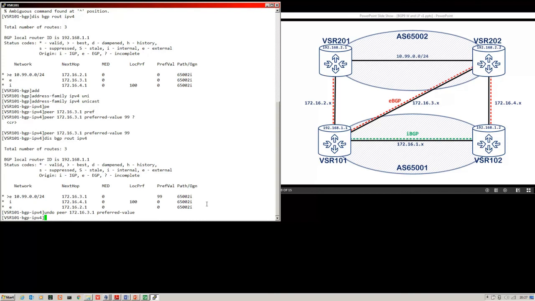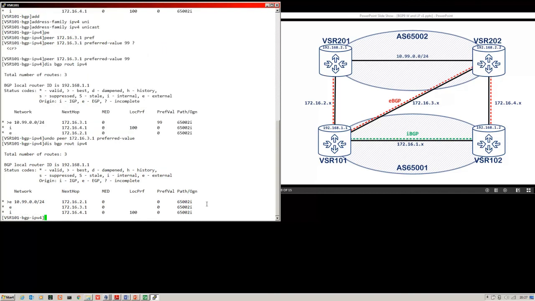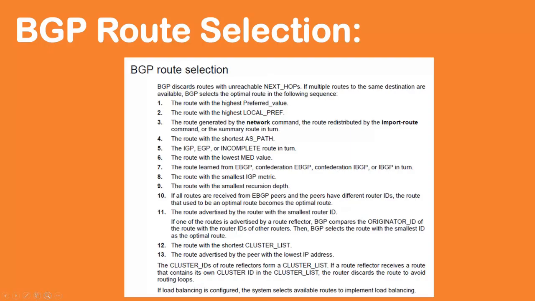I've now removed that to put it back to the default. We'll check the table again. And it's gone back via 172.16.2.1, sorry. So we've reverted back to our default. Okay, now let's look back at that route selection list. Number one was weight. Number two is the highest local preference. So let's move on to local preference.